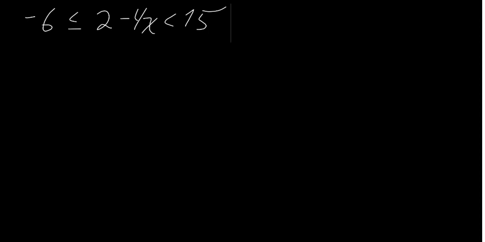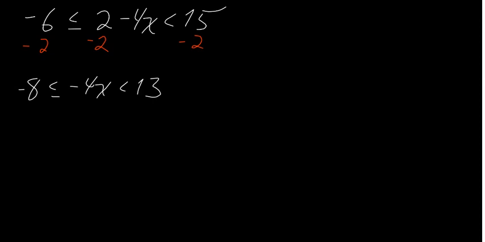All right, next thing we need to do, same as always, is isolate the x variable. So let's go ahead and subtract 2 from all three sides. We end up with negative 8 is less than or equal to, the 2's cancel, so we have negative 4x in the middle, and then less than 13.